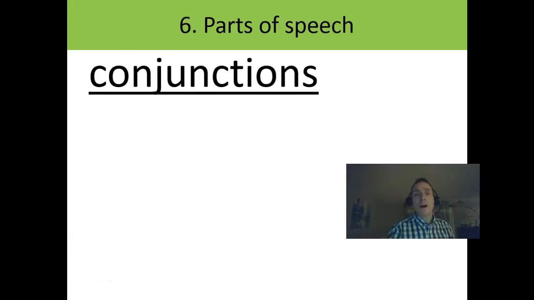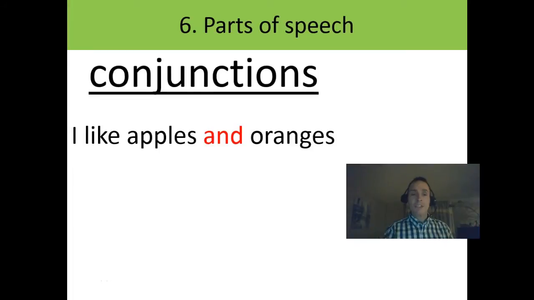Now, part of speech number 6, conjunctions. And these are words that we use to connect other words and phrases and sentences. For example, I like apples and oranges. In this case, and is connecting apples to oranges.